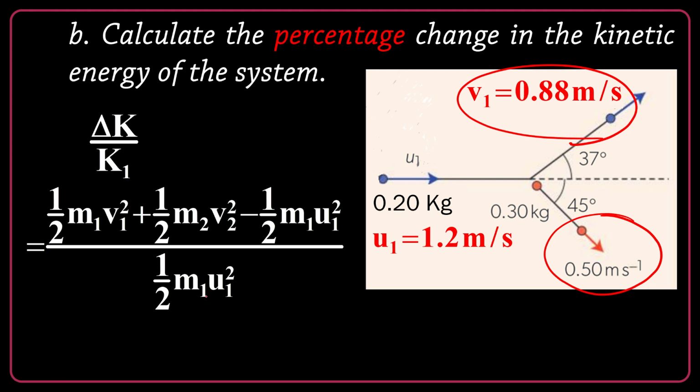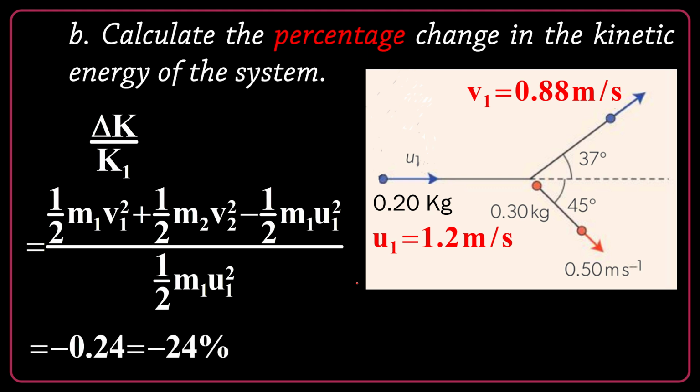Downstairs I have a half of mu1 square because this is the kinetic energy of the first spark before the collision. That's all. You can plug in the values and find negative 0.24. Negative 0.24 can be multiplied by 100 to be negative 24%. Why is it negative? Because normally the delta K must be negative. It's an inelastic collision and the system will lose energy. So delta K is negative.